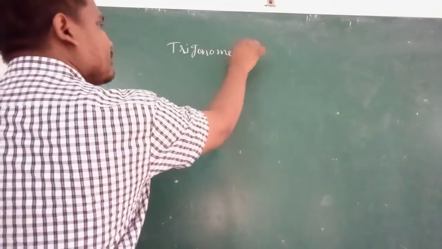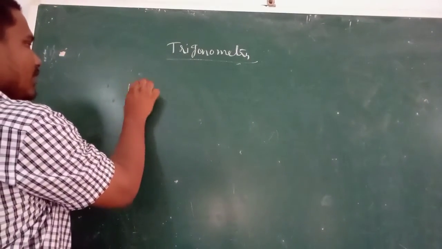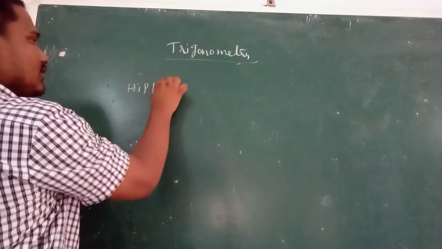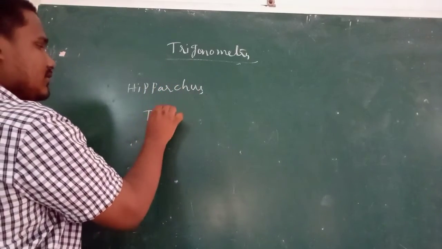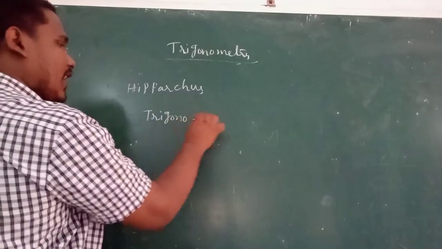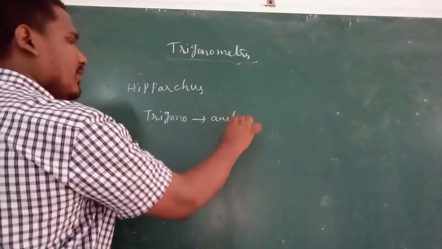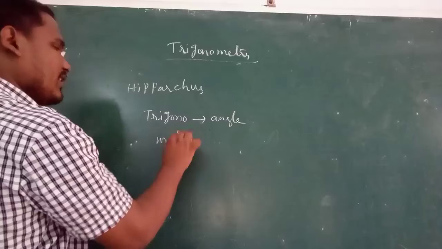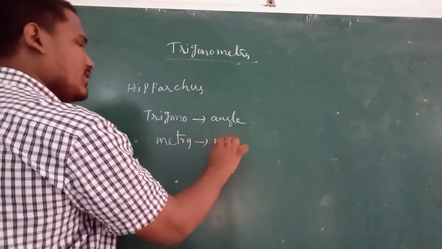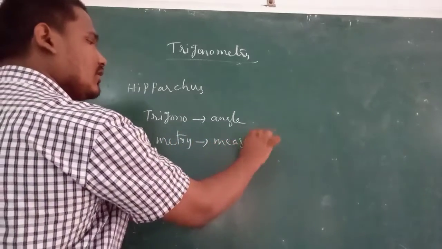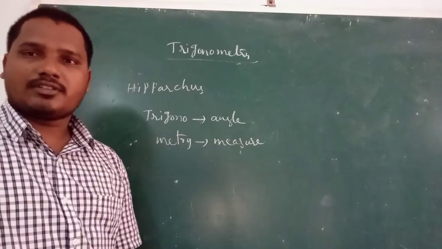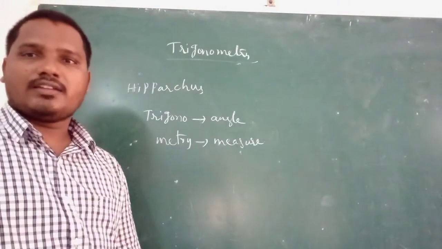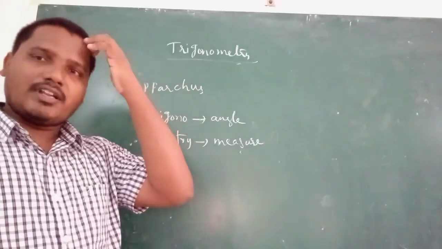Trigonometry. The father of trigonometry was Hipparchus. Here, trigonometry: trigono means angle, and metry means measurement. The branch of mathematics which deals with the measurement of angles is called trigonometry.